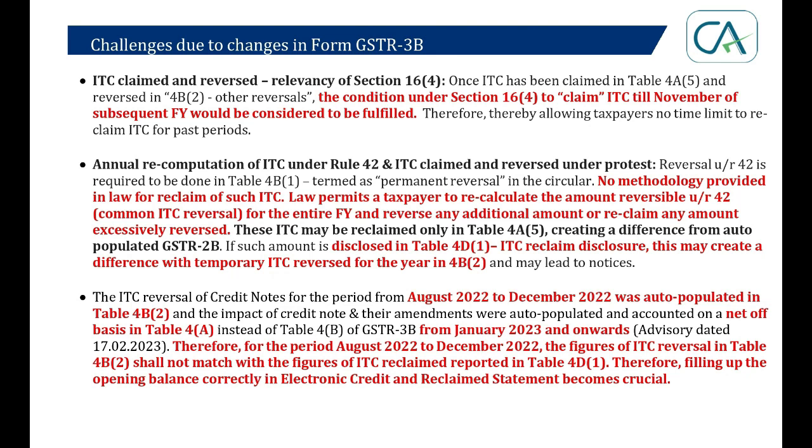But sir, this has been reversed permanently, in table 4D1. If I have reversed something in table 4D1 in excess, and later on I come to know on recomputation that this particular amount should have been reversed less and I need to reclaim it, then I have to put it in table 4A5 and in table 4D1. But then again, I don't have a consequent entry in table 4B2, which is a temporary reversal table. This would create again a mismatch.